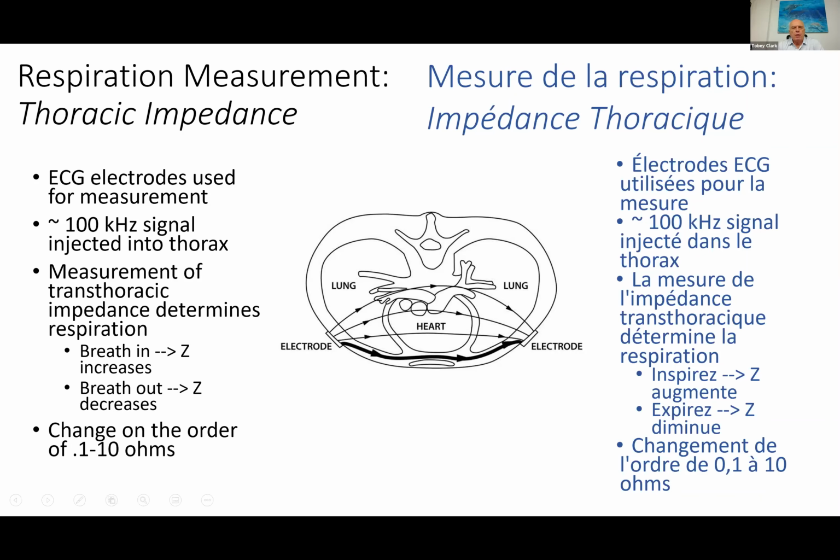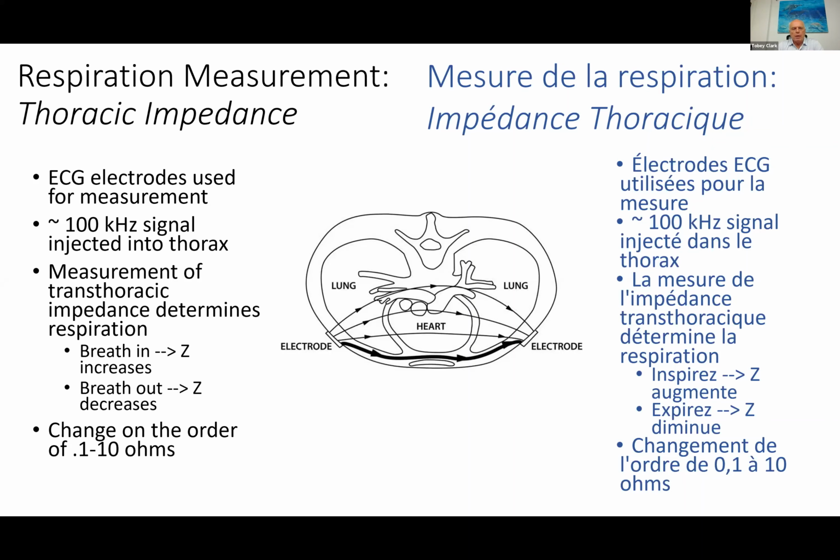So the next parameter we're going to talk about is respiration. And this is typically monitored using a thoracic impedance technique, or measuring the resistance of your chest to determine the respiration. You would use the ECG electrodes. So this would likely be your right arm and your left arm electrode, which are placed on opposite sides of your chest. And a signal is actually injected into your chest. And it's a high frequency, so it doesn't cause any electrical safety problems. It's a low level signal.